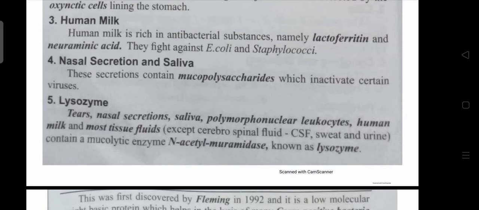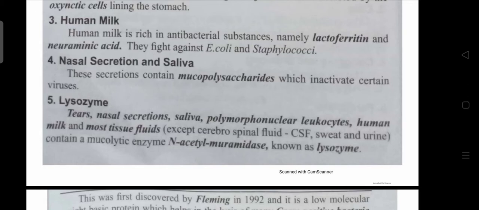Lysozyme is present in tears, nasal secretions, saliva, polymorphonuclear leukocytes, human milk, and most tissue fluids, except CSF, that is cerebrospinal fluid, sweat and urine. Lysozyme is present in tears, nasal secretion, saliva, etc. They contain a mucolytic enzyme, that is N-acetylmuramidase, known as lysozyme. What is the function of lysozyme?